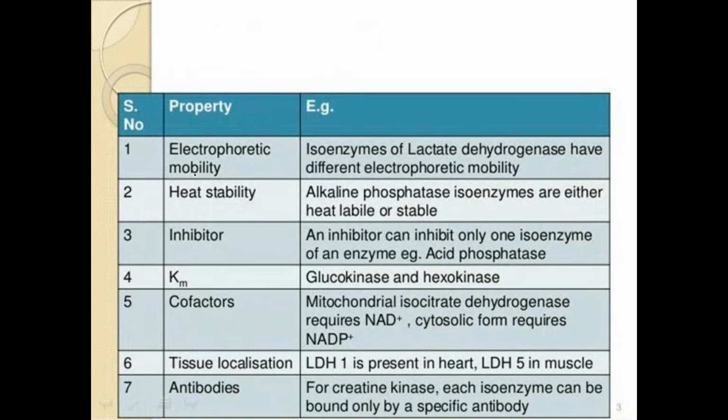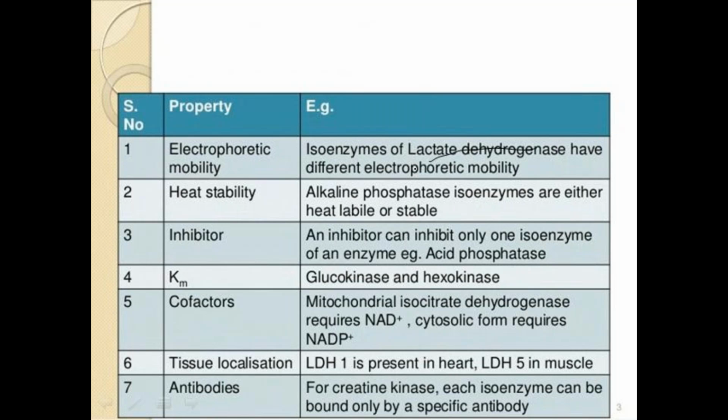And those are isoenzymes. What are the examples for these? That means different enzymes are responsible for showing different types of properties. For electrophoretic mobility, the main example is the isoenzymes of lactate dehydrogenase. Lactate dehydrogenase shows different electrophoretic mobility, and based on that it is classified into three main classes: LDH1, LDH2, LDH3. The catalytic reaction is the same but differs in electrophoretic mobility.